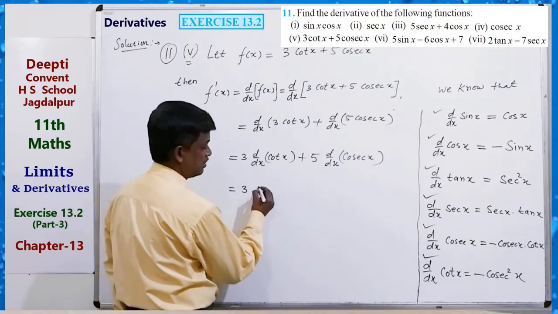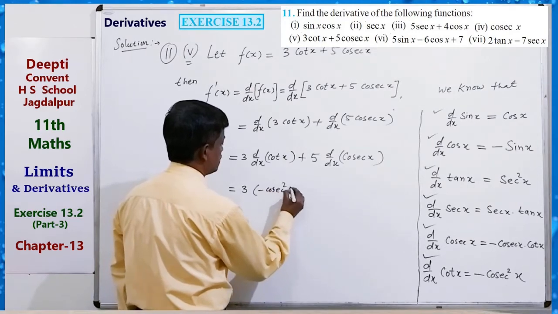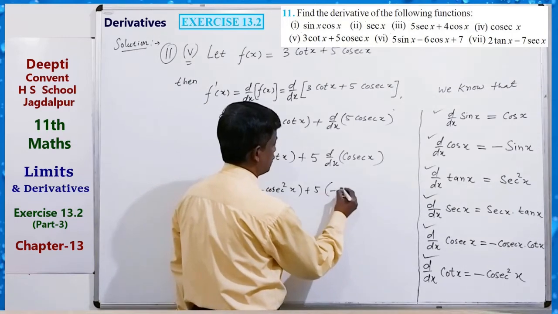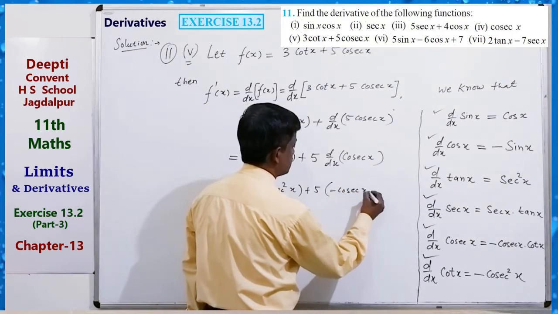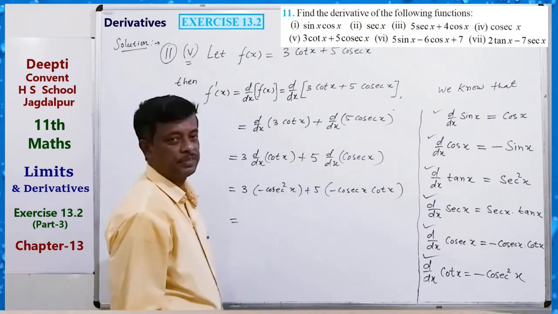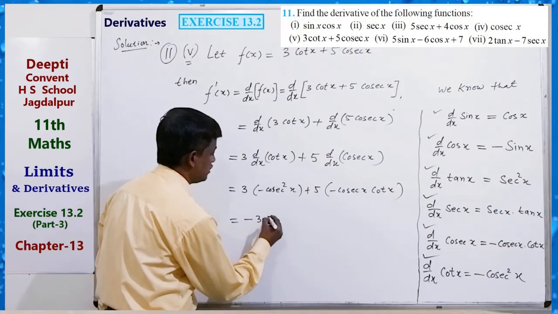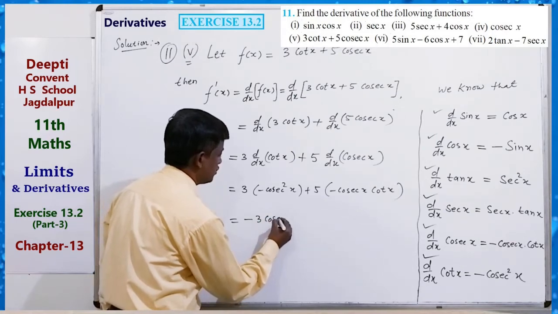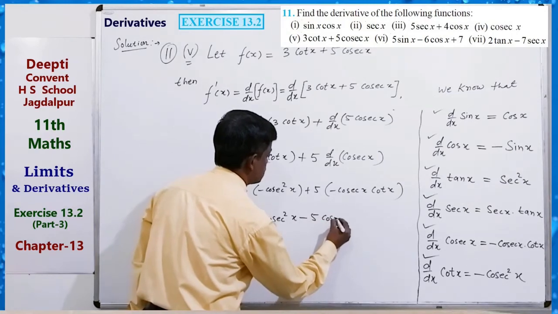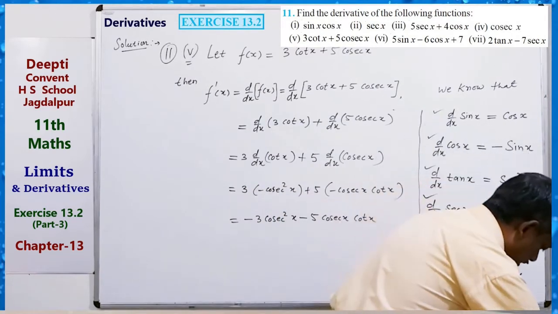Cot x, that is minus cosec square x, plus 5 cosec x means minus cosec x cot x. So this is the answer. So you can write like this: minus 3 cosec square x minus 5 cosec x cot x. Okay, now question.